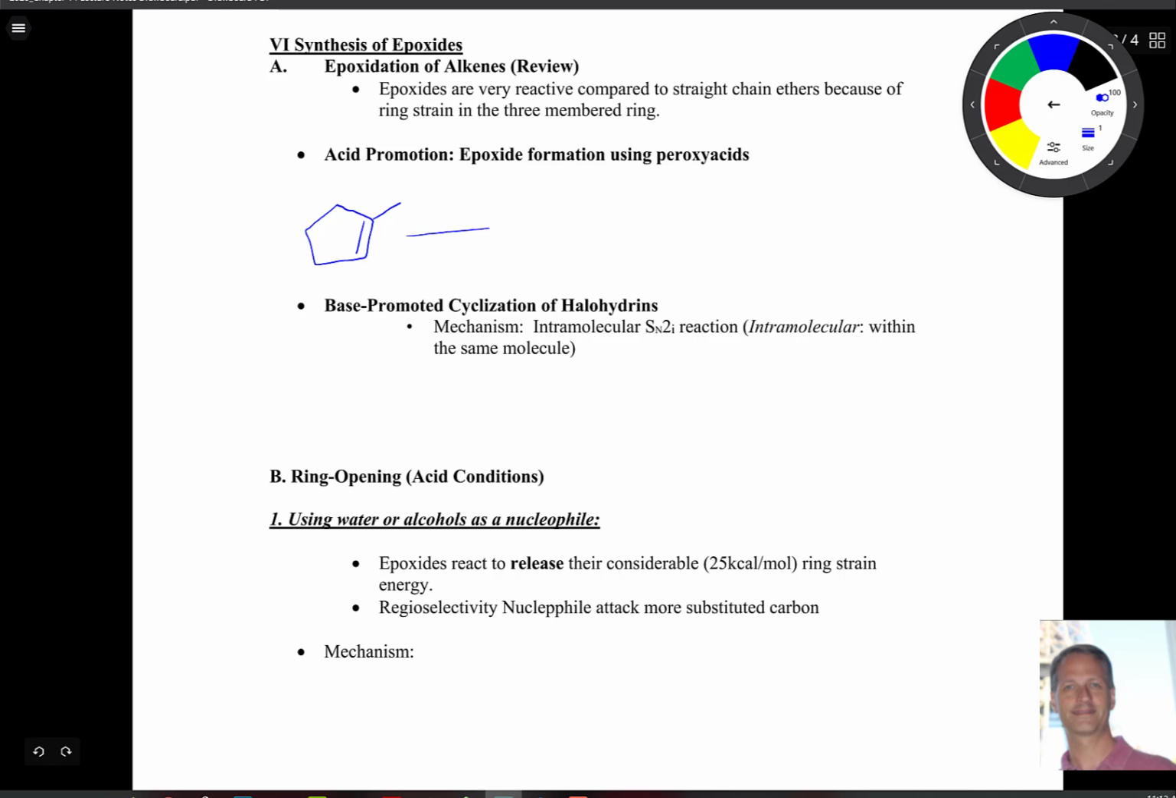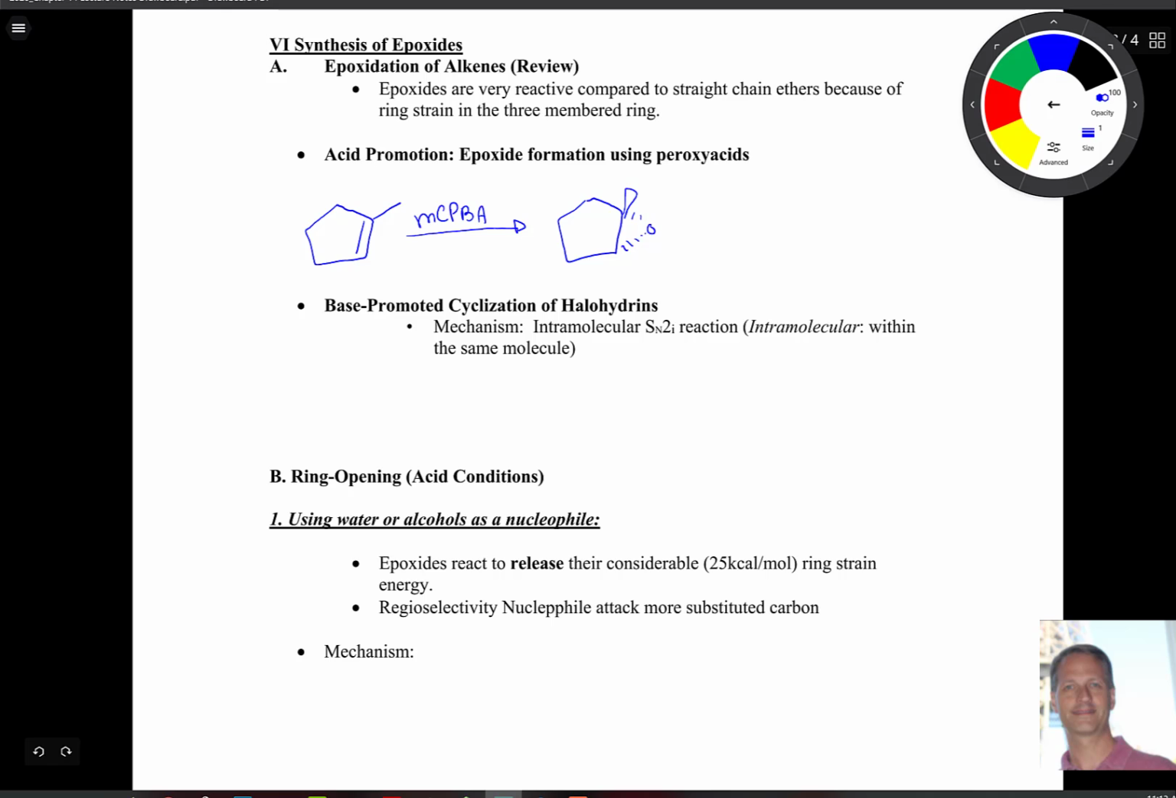So let's take this and let's add mCPBA. Remember, that's a peroxy acid. And remember, the product that we get here is going to be an epoxide. So what's going to form is that three-membered ring, and it forms on both faces of our carbon-carbon double bond.